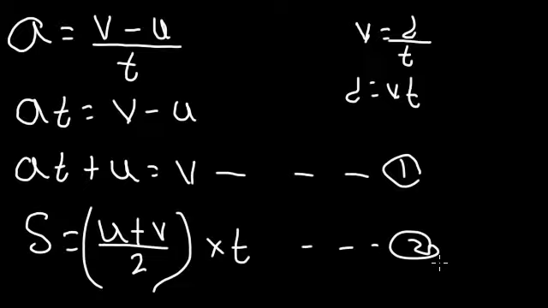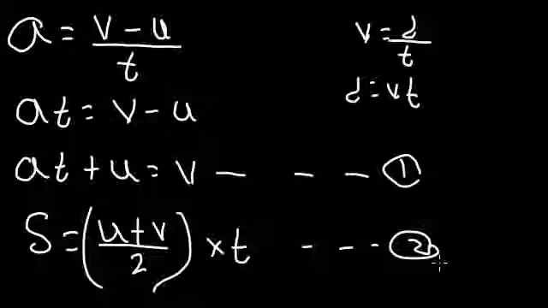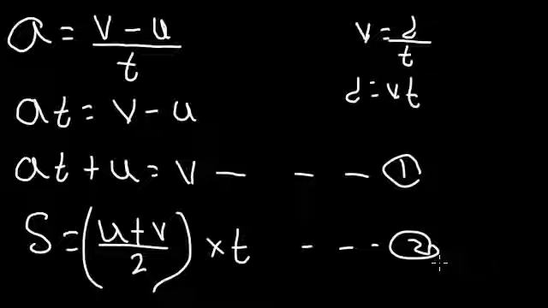Alright, the second formula. For an object that's moving on a straight line, to find the distance, you need the average speed, so multiply by the time. Don't just use speed like that, because this distance is equal to displacement.